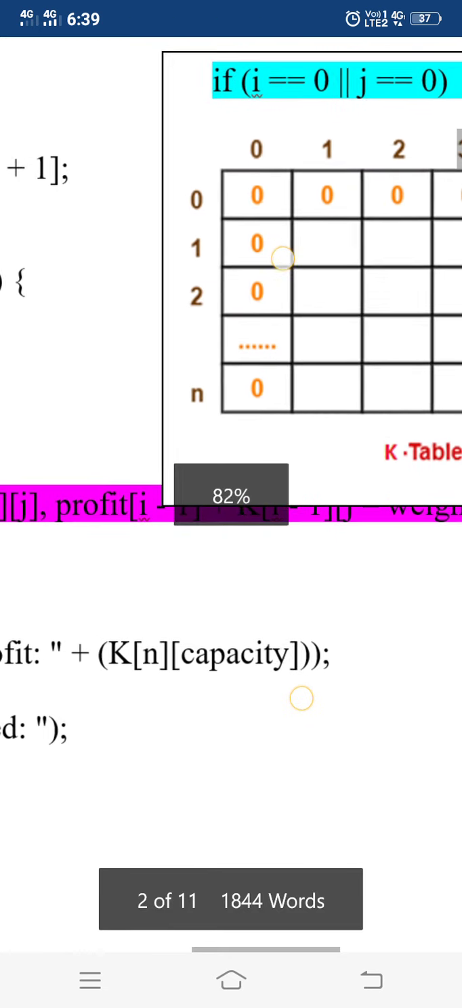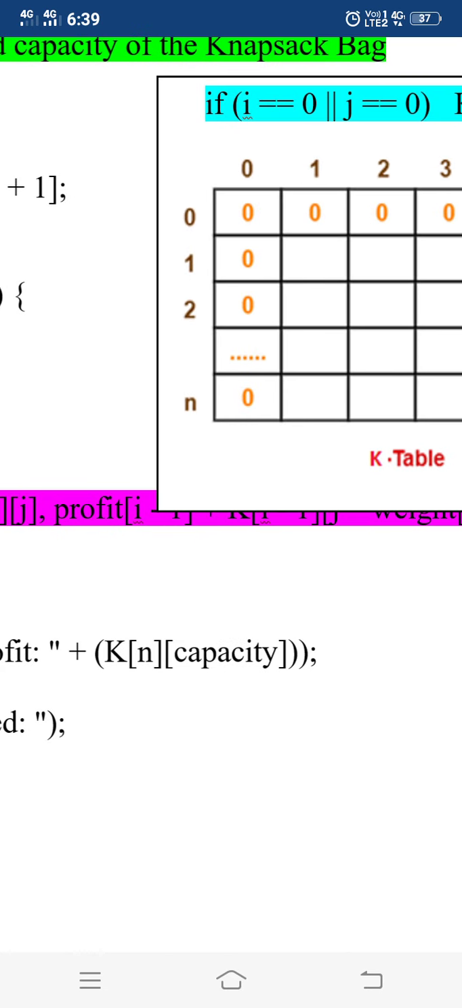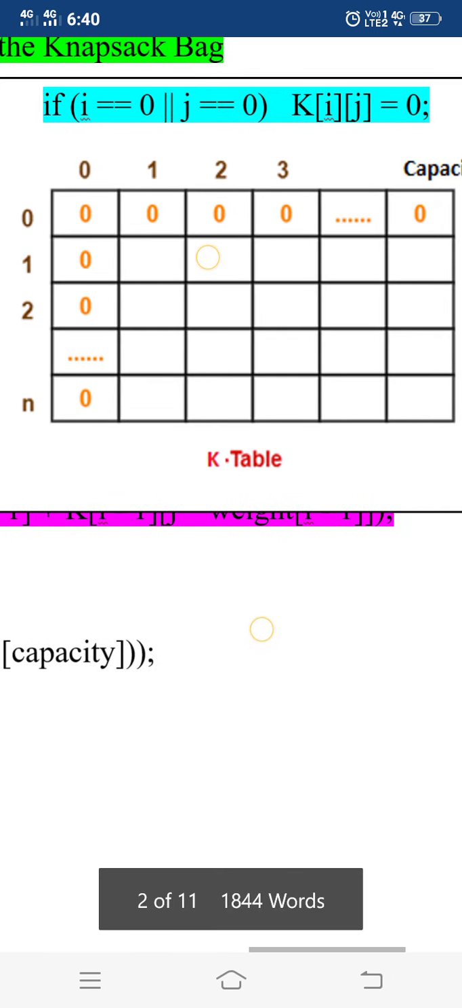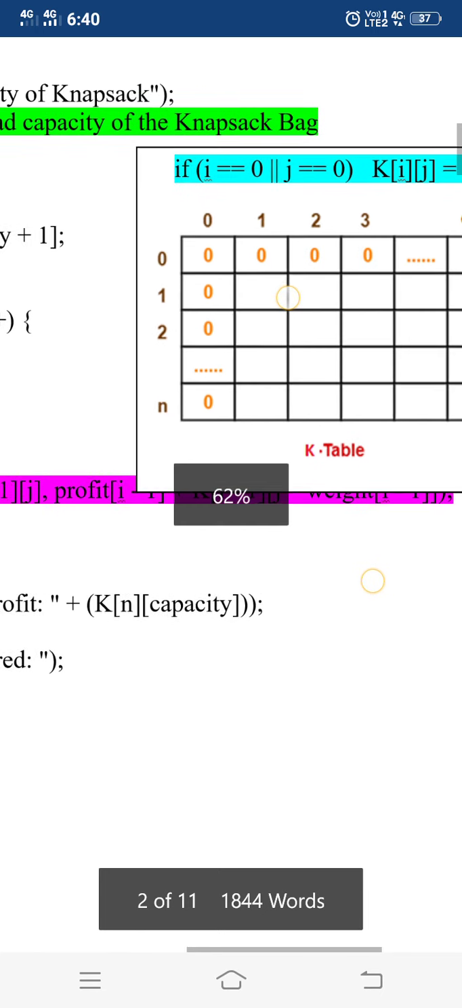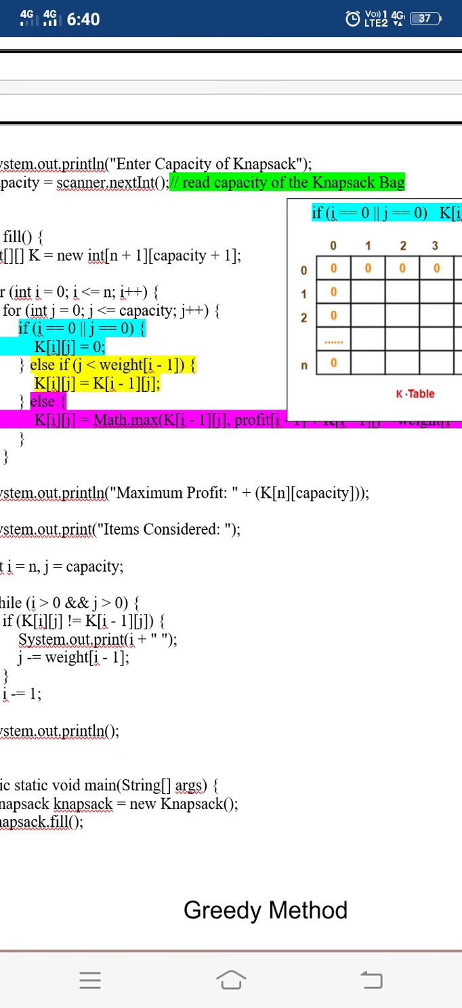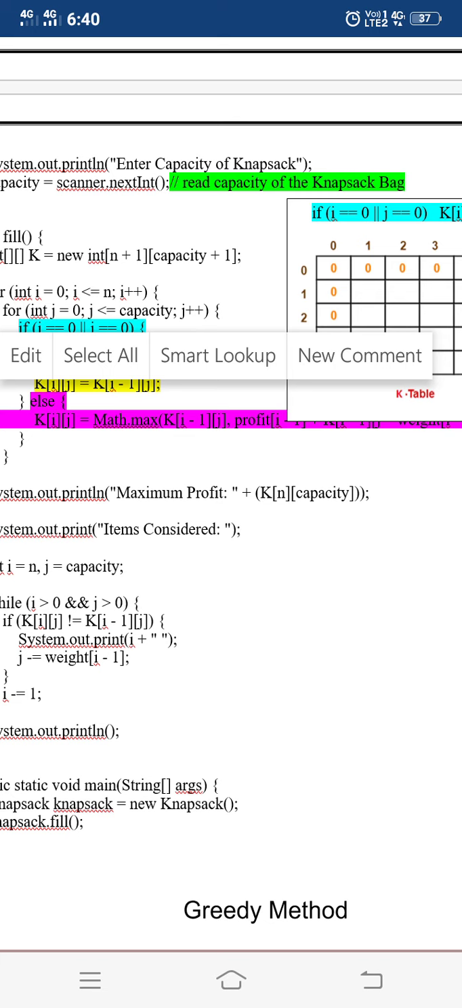K[i-1][j - weight[i-1]]. That value will be added with the current object profit, and that value will be compared with the previous object profit for the same capacity j.